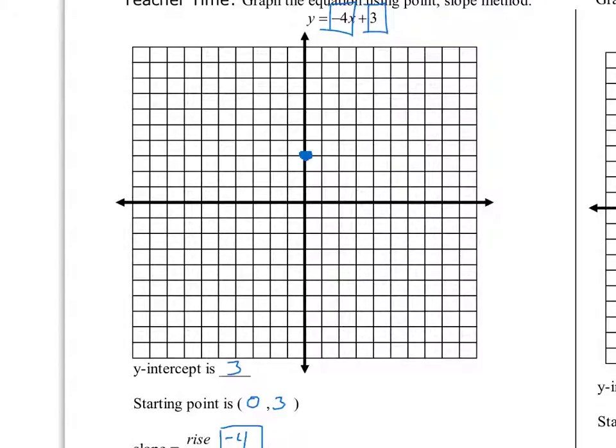Okay. We have a line. We've already written down the slope of this line. How am I going to move from this point to find the next point on the line? Down 4 and right 1. Do it again. Down 4, right 1. Then take your straight edge and draw your line.